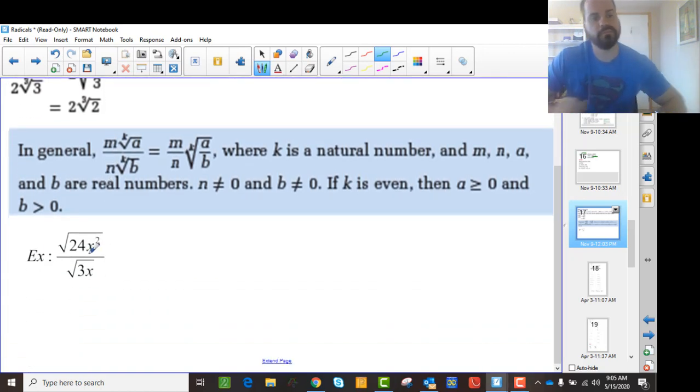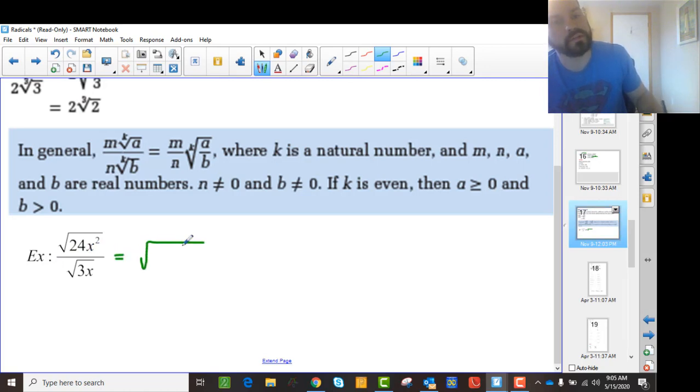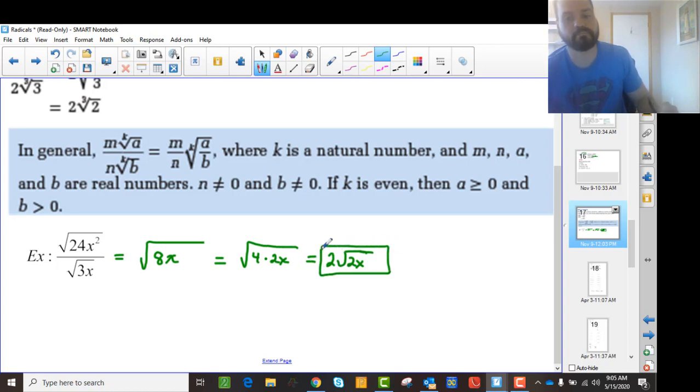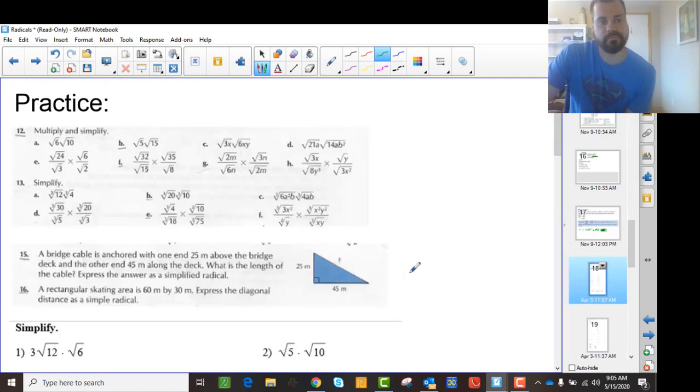So here's another example. So here's what we do. We take the square root, because that's the radical. When you divide 24 by 3, you get 8. And then x squared divided by x is x. And then we simplify if we can. So we get the square root of 4 times 2x, and that becomes 2 root 2x. Okay? And that's our answer. So that's the idea of division.